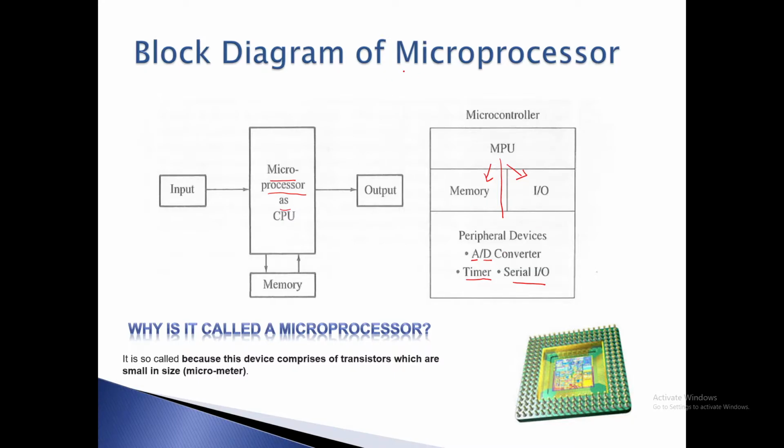Now, the word microprocessor. Micro is because this device consists of lots of transistors which are of a small size, like a micrometer size. From micrometer comes micro. The processor does the working, the processing. Therefore, it's known as a processor: a device which can process the input to create output.